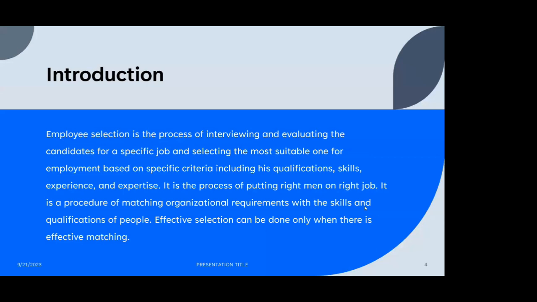First of all, what is employee selection? Employee selection is the process of interviewing and evaluating the candidates for a specific job and selecting the most suitable one for the employment based on specific criteria. And what do we mean by specific criteria? By specific criteria, as seen in the job description, for example, we see qualifications, skills, experience and expertise. Why are these requirements important?